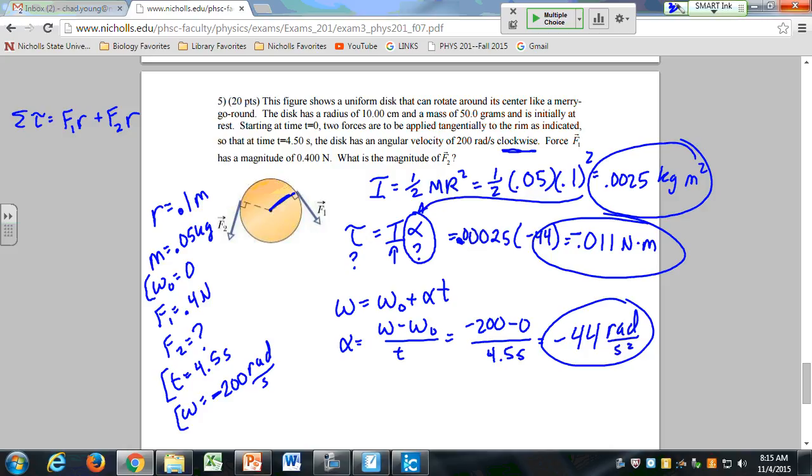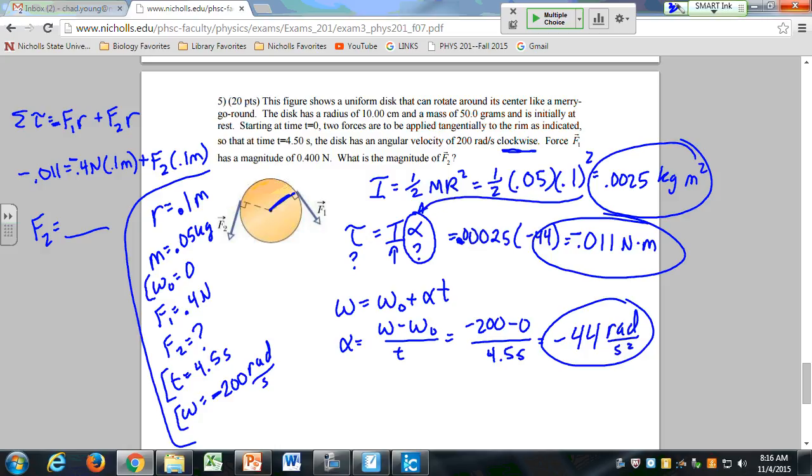Right, so the one that makes clockwise motion, that's going to be F1, so this is going to be negative. I know that my net torque is negative 0.011. That's equal to F1, which is 0.4 newtons, times R, which is 0.1 meter, that's negative, plus F2 times 0.1 meter. And then I solve that for F2. I'm not going to do it, but you solve it for F2, whatever it is. So that's a very similar problem to the one we worked before, but we have to work backwards just because of the information that we have.